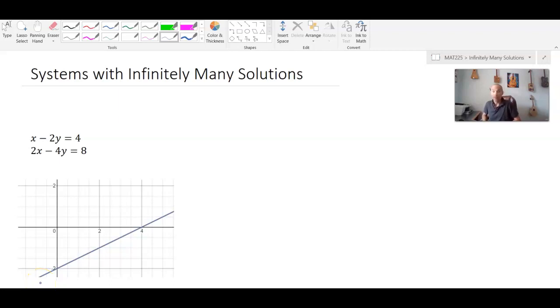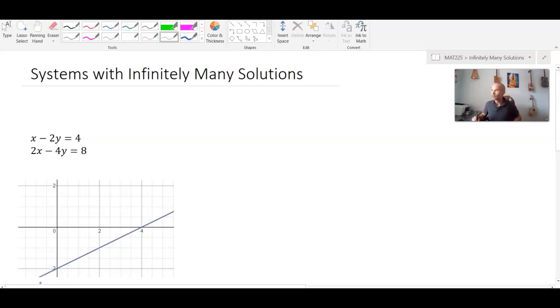Hello and welcome back. We're now ready to take a look at systems with infinitely many solutions. In this first example, we see that we have two lines in two dimensions, and if we look carefully at this, we can't distinguish the two lines from one another. Well, that's because they're sitting right on top. They're exactly the same line. In fact, the second equation is simply double that of the first equation.